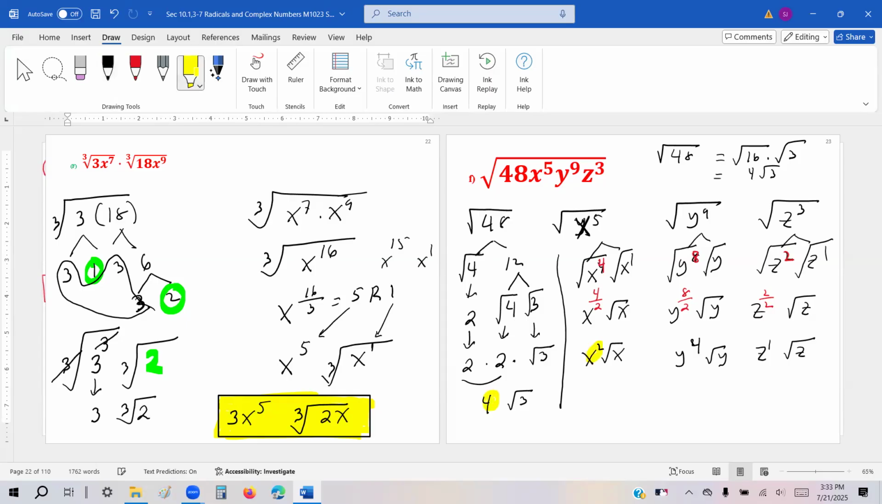So 1, 2, 3, 4. 4 things go inside and 4 things go outside. 4 x squared y to the 4 z outside the radical. And inside the radical, we have 3xyz.